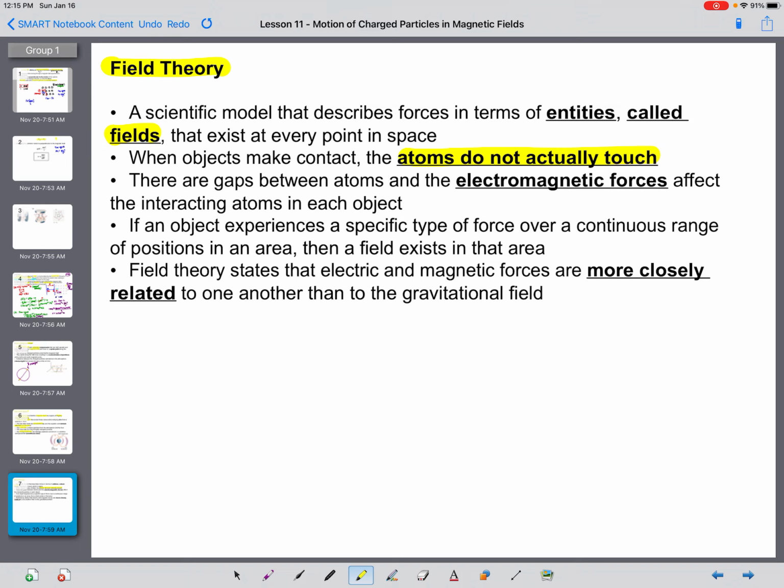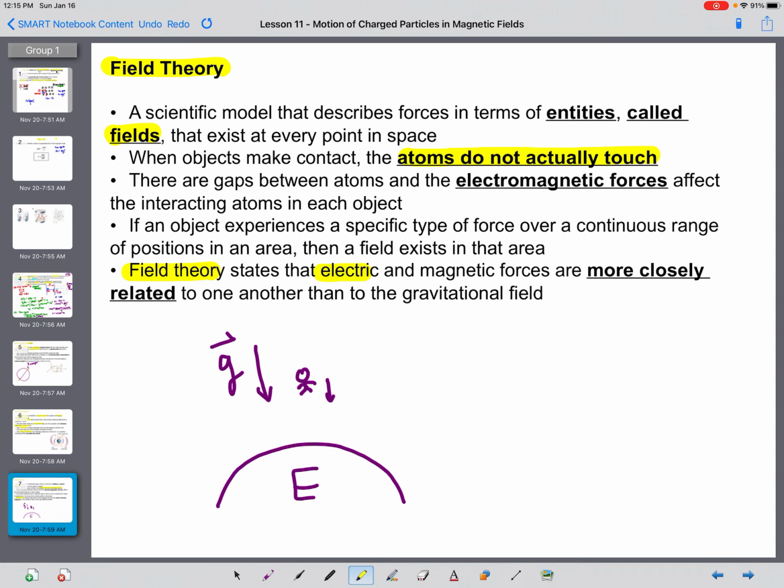If an object experiences a specific type of force, there is a field that exists. In simple terms, I think we get gravity the most. If this is Earth, we have the gravitational field, but it's only if I have an object that experiences the field that it is going to move along with the field. That's how we can tell. But a field is like an abstract substance, so that's why they call it the field theory.